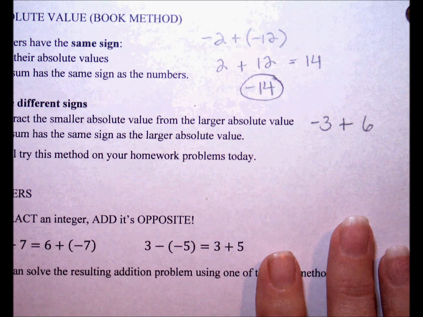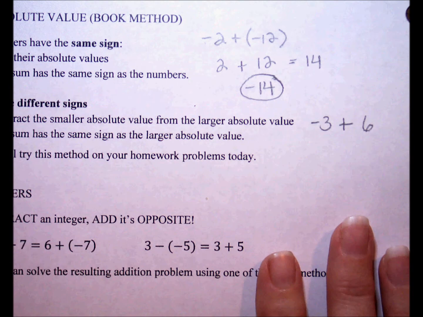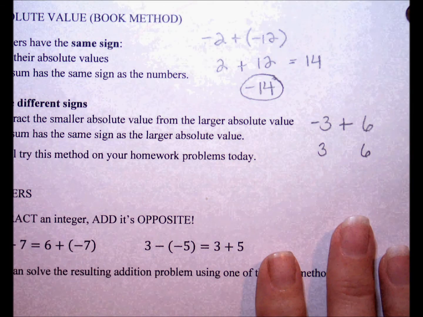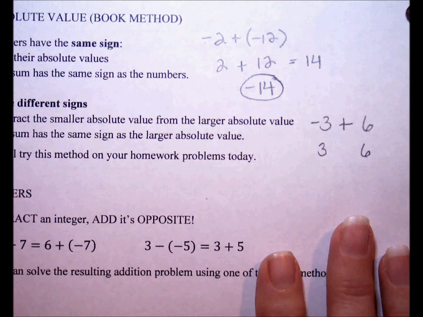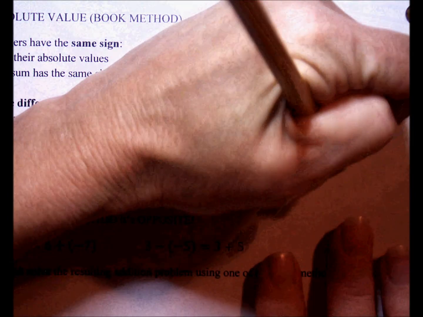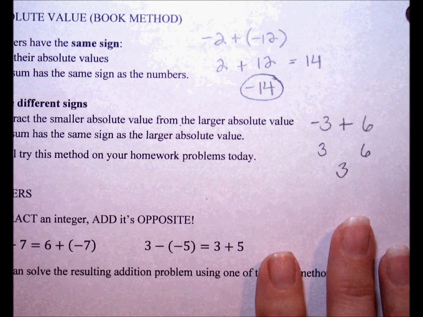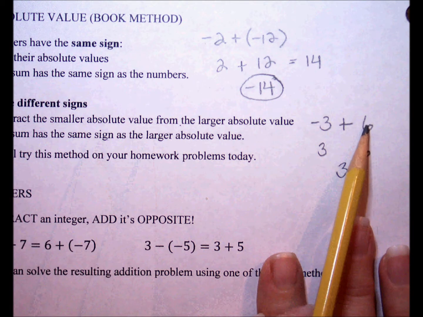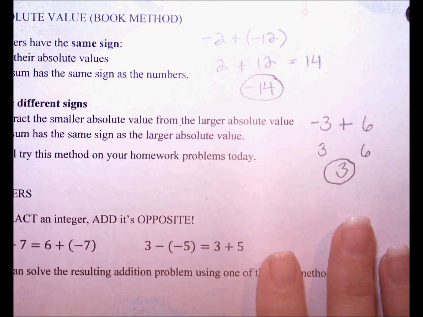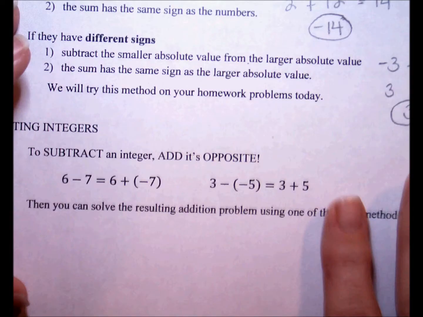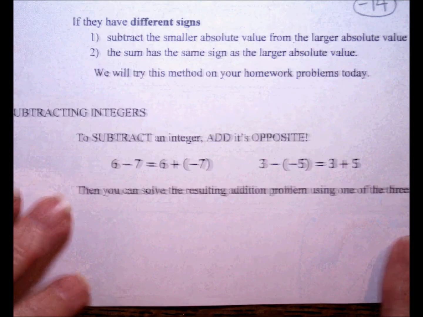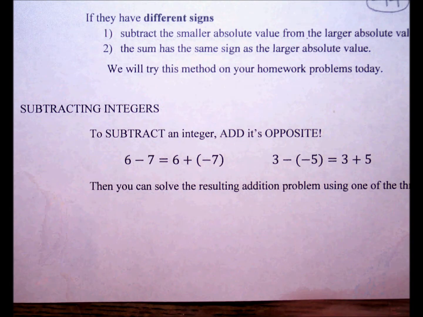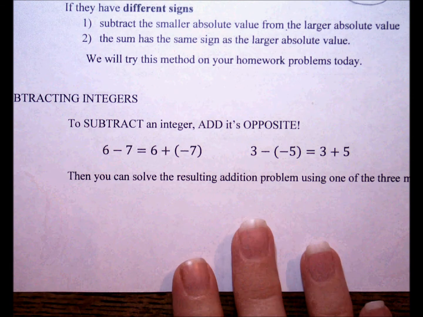So let's practice one of these. I'm going to give you -3 plus 6. So we're going to subtract the smaller absolute value from the larger absolute value. Well, my absolute values are 3 and 6. So if I subtract the smaller one from the larger one, that's 6 minus 3, that gives me 3. The sign has to be the same as the larger absolute value, so that's positive. So my answer is a positive 3.